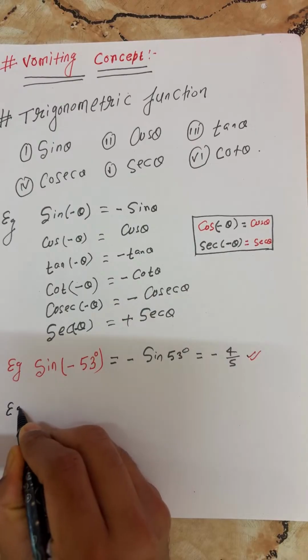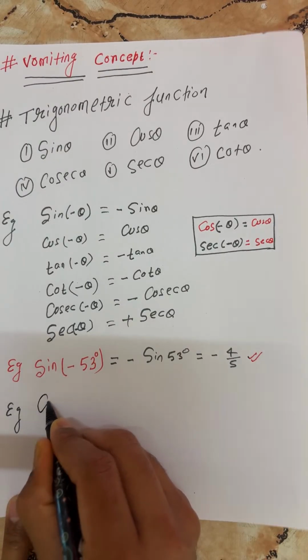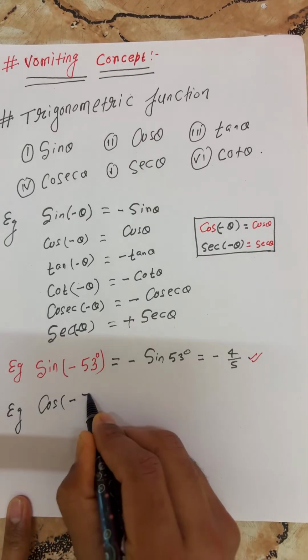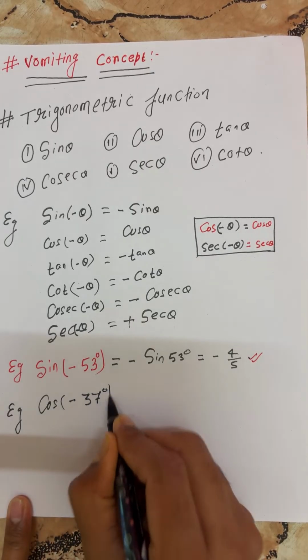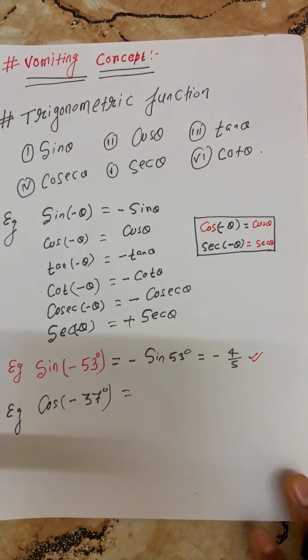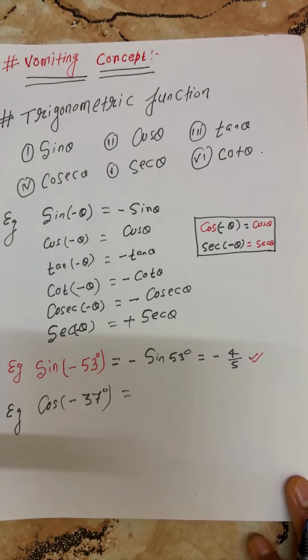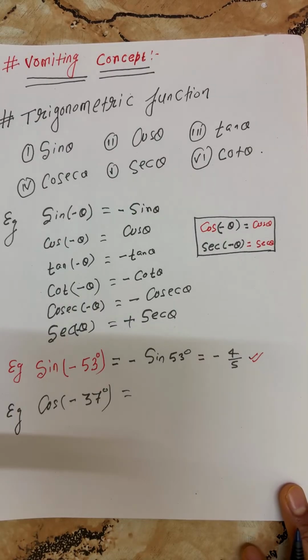Okay, now kids, I'm going to give another numerical so that you can answer me. Cos of minus 37 degree. Anyone from all of you answer me quickly? Cos of minus 37.